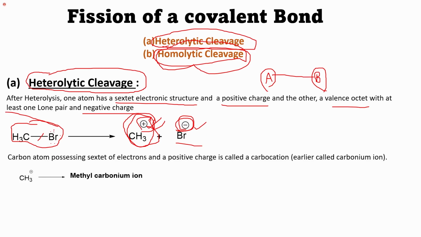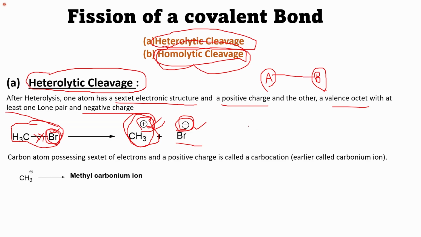Bromine is the more electronegative atom. We know in the periodic table that halogens are more electronegative, so if you compare the electronegativity of carbon and bromine, bromine is more electronegative than carbon. So whenever the bond is breaking, bromine is the more powerful one, because it is the more electronegative species compared to carbon. That is why, in the electron density, bromine will always pull the electrons towards itself. Then there will be a cleavage of this bond.